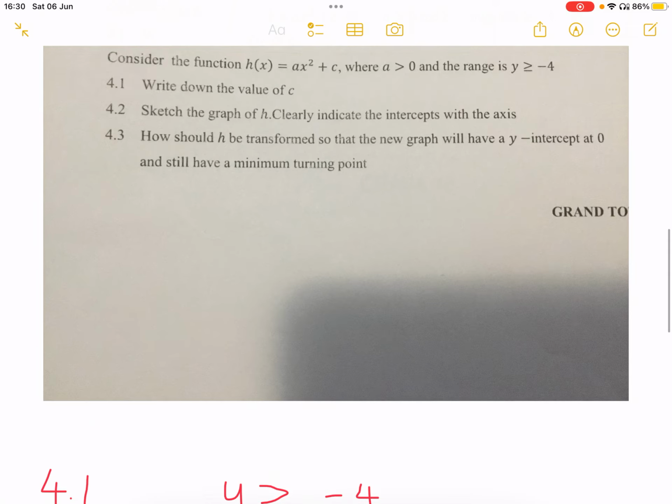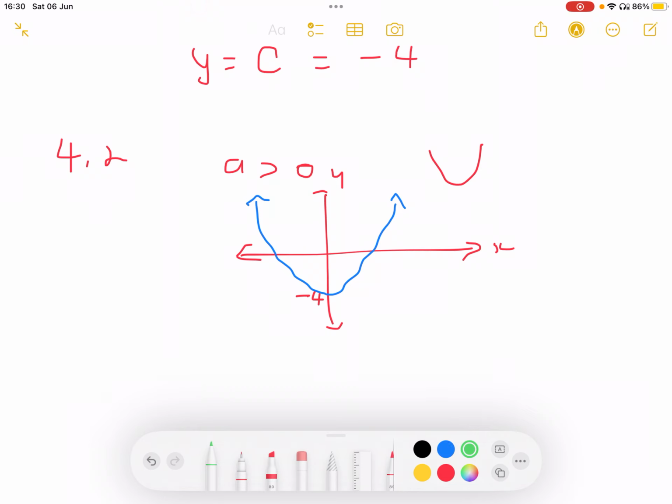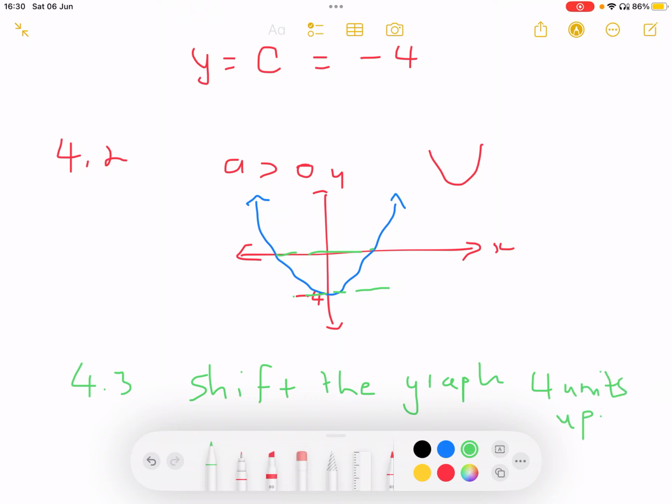And then last question, how should h be transformed so that the new graph will have a y-intercept at 0 and still have a minimum turning point? Now, you want to move this graph from here to here. That means you will have to do what? 4.3, you'll have to shift the graph 4 units up or upwards. And that will be the end of our short question.